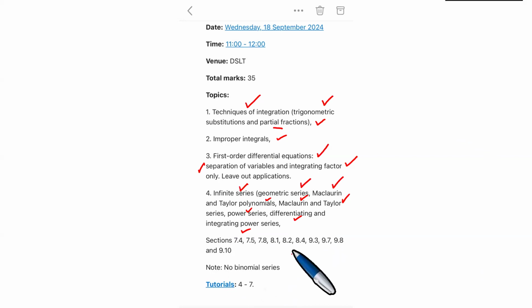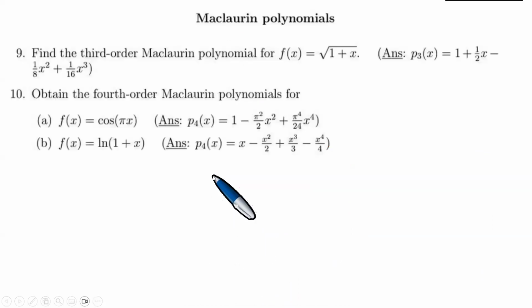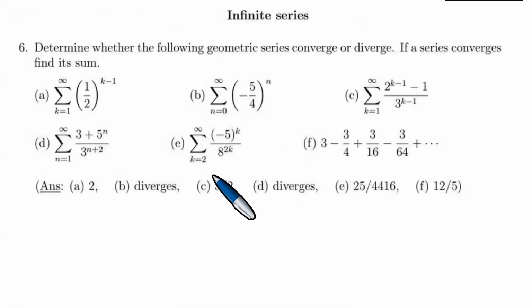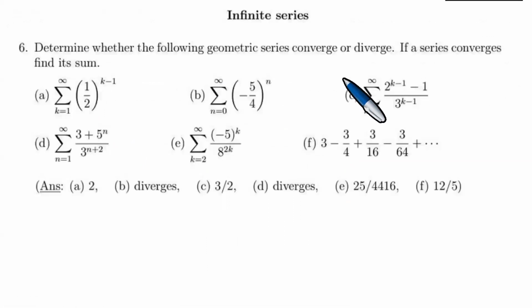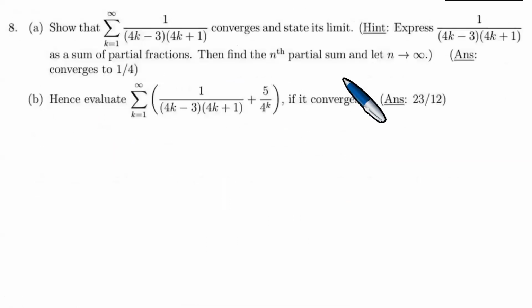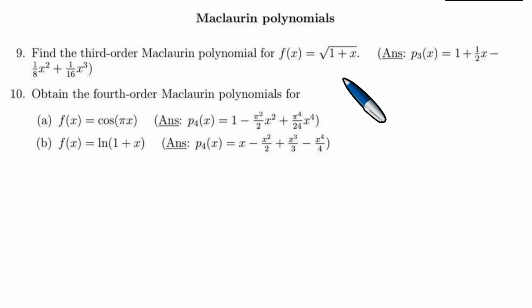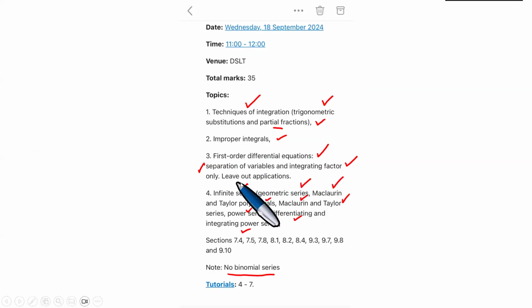But here, there's no binomial series, yeah? No binomial series are going to appear. So you can be at ease. But also leave out applications of the first order differential equations, the separation of variables, and the integrating factor. The applications will appear in the form of the polonium and so on. Polonium-210 is a radioactive element with a half-life of these. They said these are applications of differential equations. So they said, please leave them out. That's what they said. So they said, leave out applications.